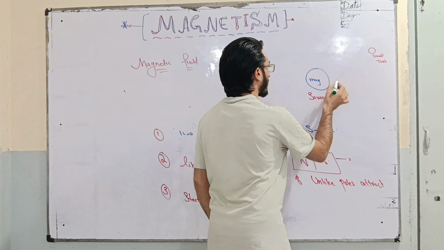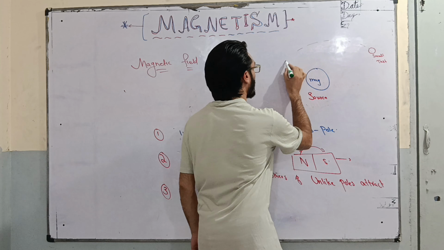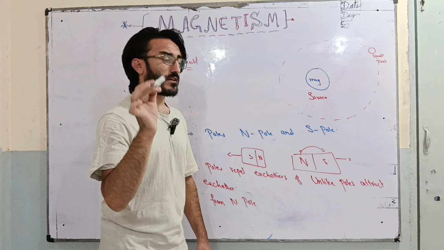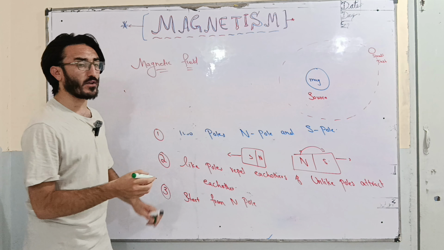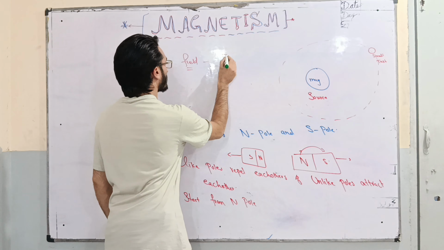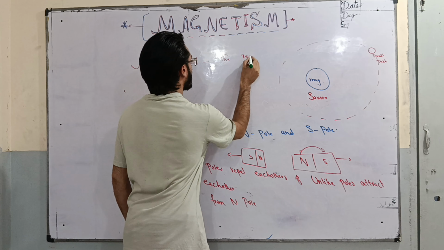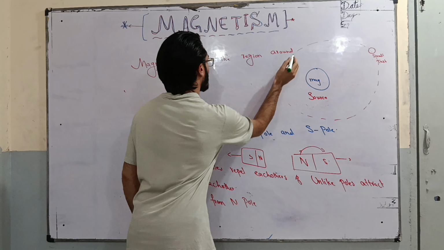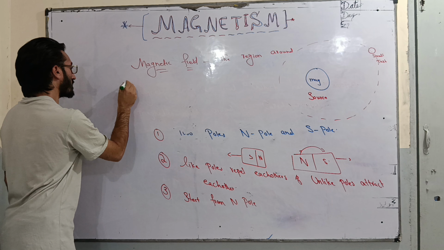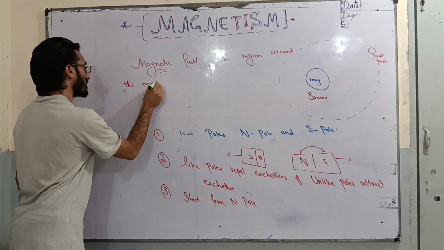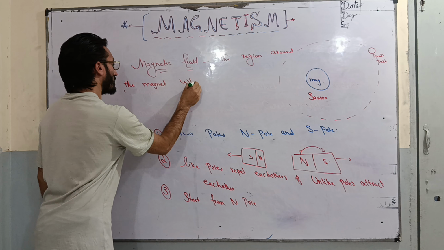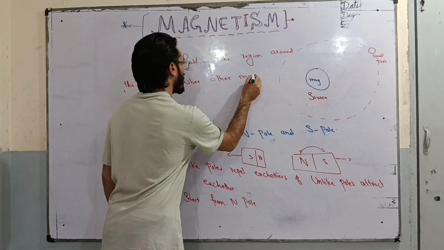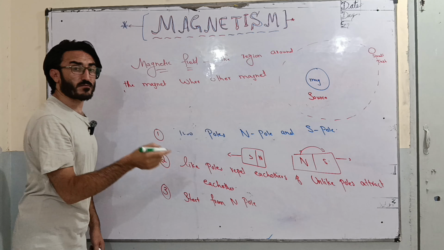What is magnetic field? Magnetic field is the region around the magnet where other magnetic material experiences magnetic force. What is magnetic field? Magnetic field is the region around the magnet where other magnets experience magnetic force.